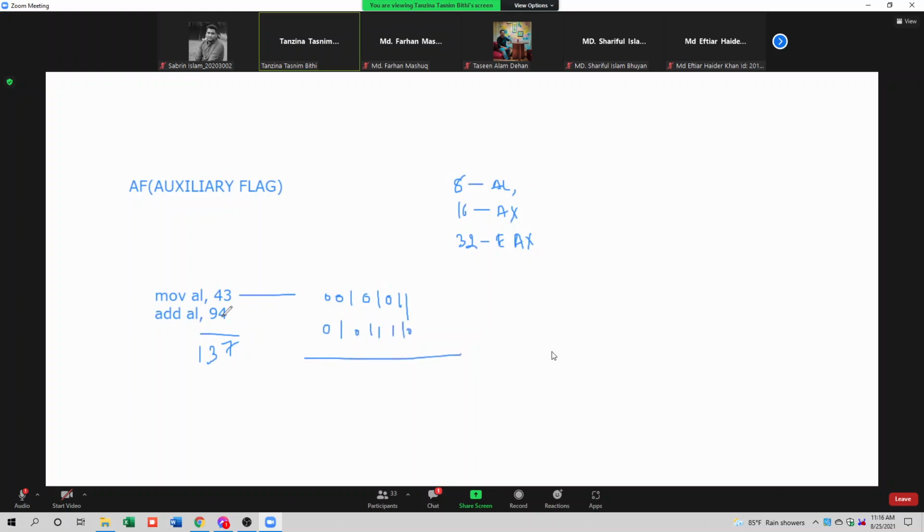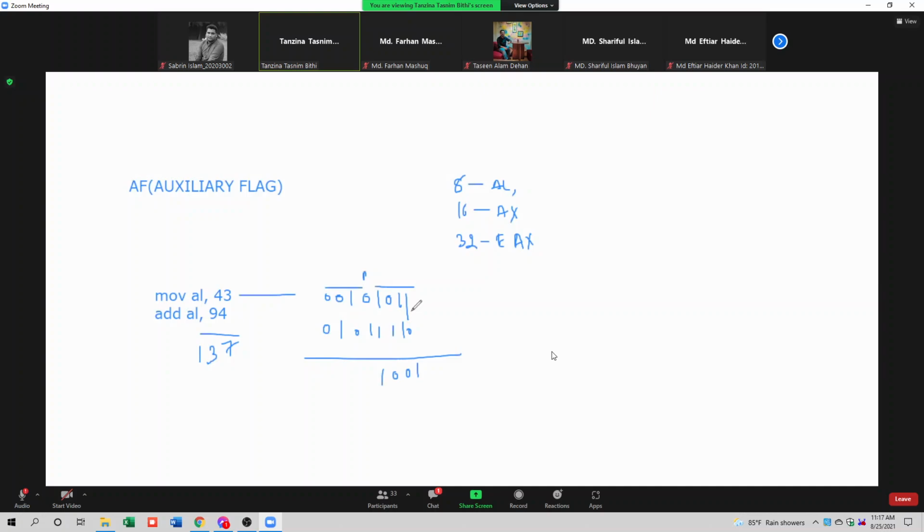Now this 94 is also an 8-bit number. So these 4 bits, 1, 1, 1, 0, are your low order bits and 0, 1, 0, 1 is the high order bits. Now add these two numbers. 1 plus 0 equals 1. Did you get any carry? No, right? Then 1 plus 1, that is 0 with a carry 1. 1 plus 1 equals 0 with a carry 1. 0 plus 1 equals 1 with a carry 1. This is your low order bits and this is the high order bits, right?